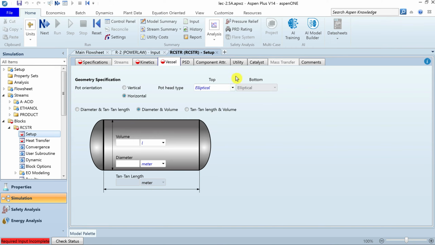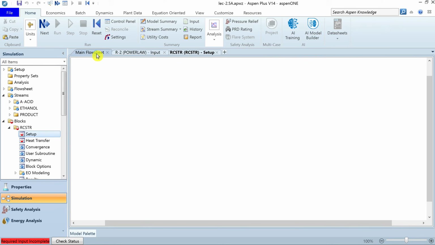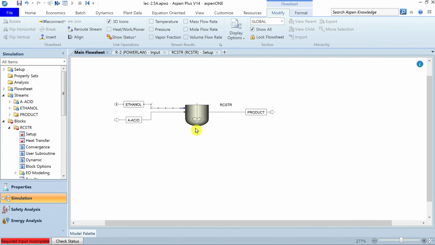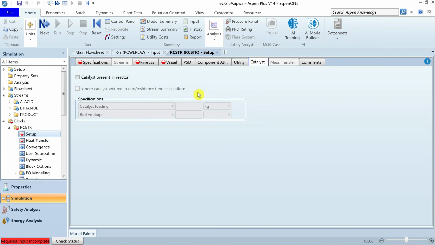There is also an option to define utility streams as heating and cooling stream to meet the desired heat duty of the reactions. This is possible if you have defined a utility stream in the flow sheet. You can also define the catalyst in case a solid catalyst is present for heterogeneous catalytic reactions.